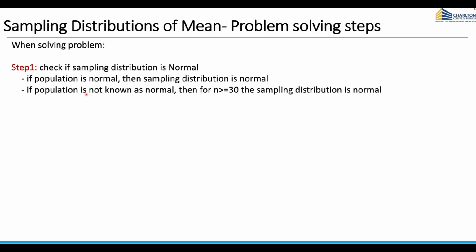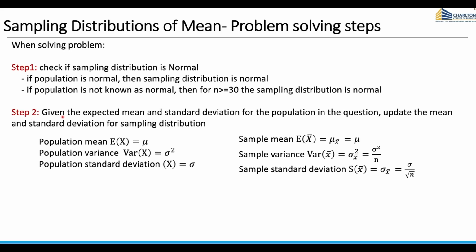These are the steps you need to take in order to answer the problems. Step 1, you will need to check if the sampling distribution is normal. There are two conditions. Either the population should be normal, then we are 100% sure that the sampling distribution is normal, or the sample size should be more than 30, therefore the sampling distribution of mean is normal. Step 2, given the expected value and standard deviation of the population, we will update the mean and standard deviation of the sampling distribution of mean.